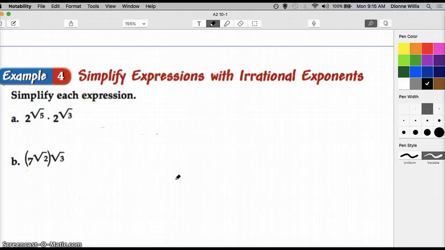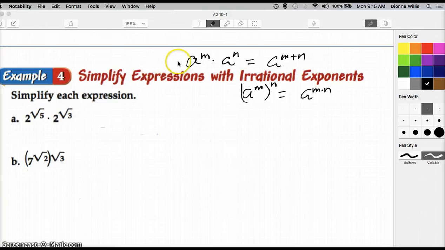So here we've got simplification of expressions with irrational exponents. And what I want you to know here is that all of your old exponential laws are in place. The laws that we're specifically going to consider is this one: a to the m times a to the n is equal to a to the m plus n, and a to the m raised to the nth power is equal to a to the product of mn, or a to the m times n. And so we have both of these situations here where the two bases are the same, so we know that we are going to add the exponents. And so we get 2 to the power of root 5 plus root 3.